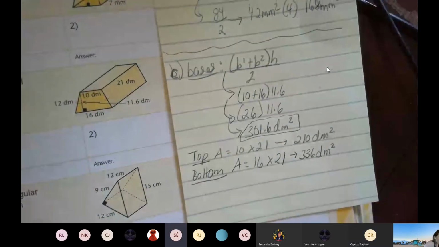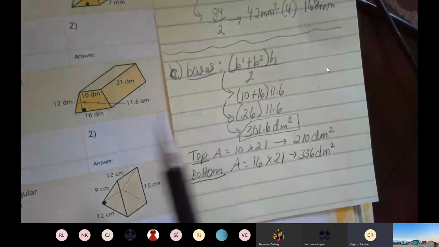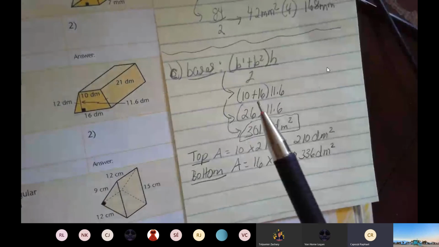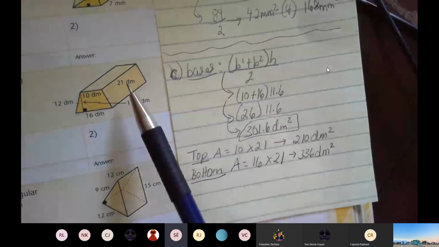All right. So far we've got the bases, we've got the top, we've got the bottom. Do we have everything? We don't have the sides.